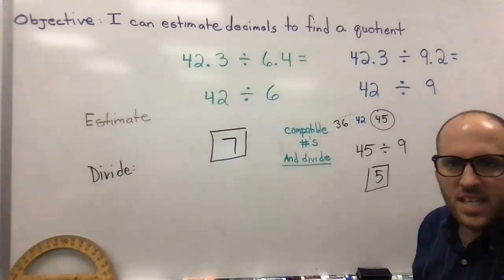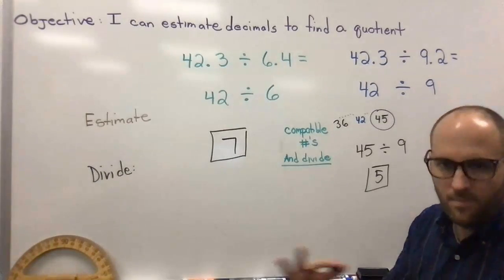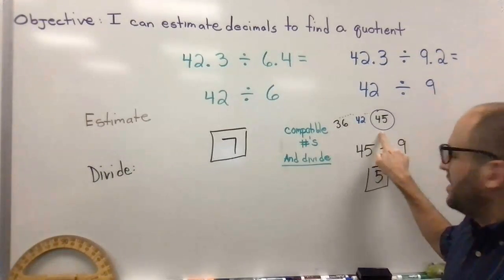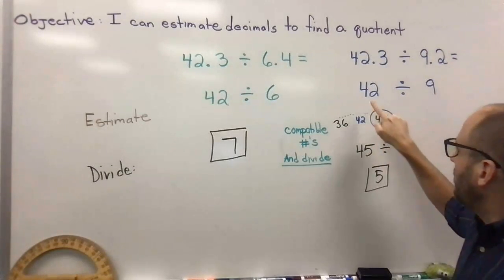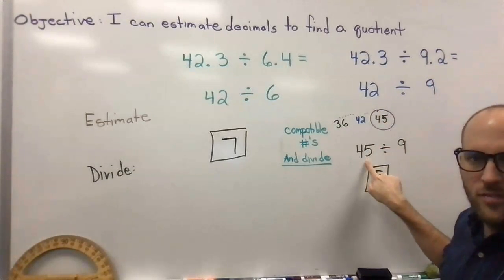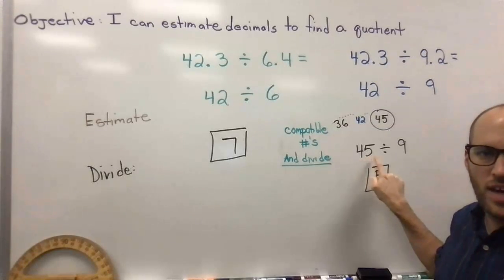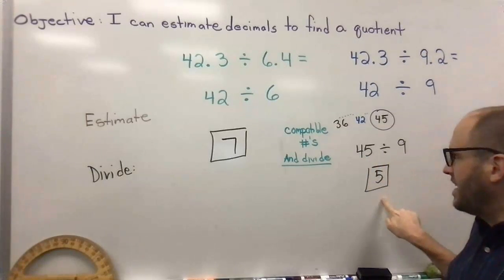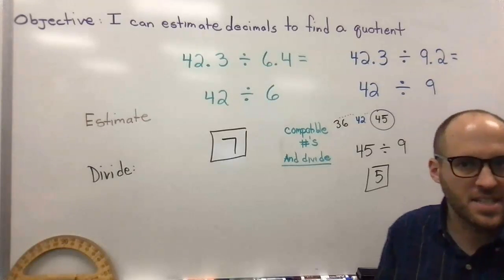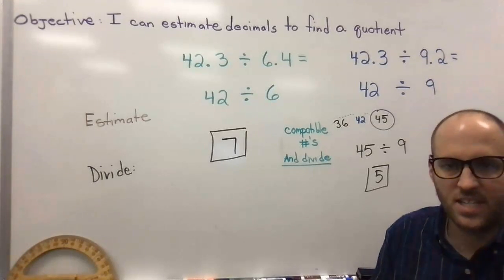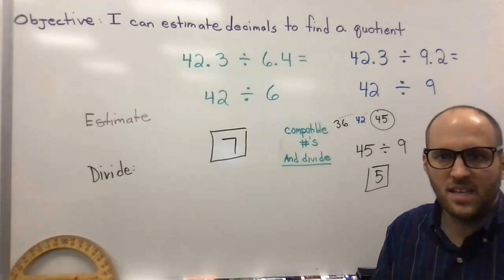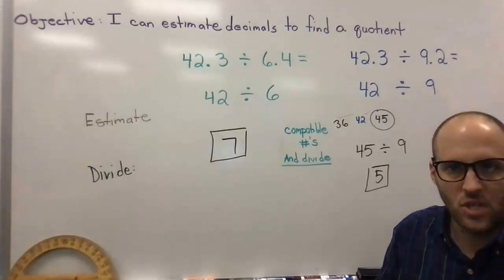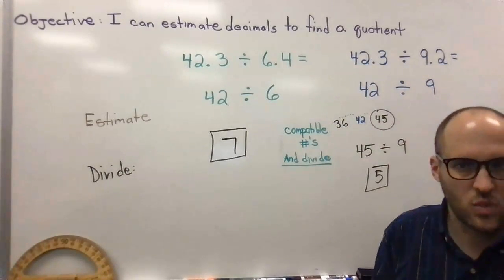Could you use 36? You could. It's a compatible number. You can estimate there. But again, we're looking for the best estimate right now when we're trying to find our answer. So I would change 42 to 45 for my compatible number and do 45 divided by 9, and that equals 5. Again, when estimating, you're not looking for the exact answer. You're looking for an answer that you can use to check your work to see if your actual answer, when you go to divide this, is reasonable.